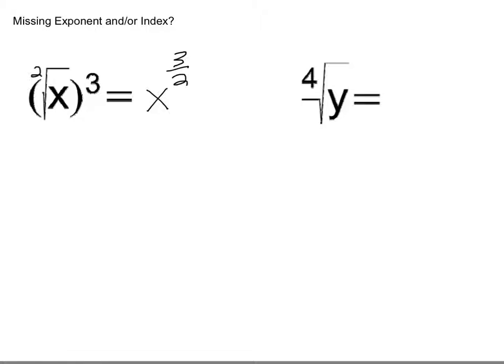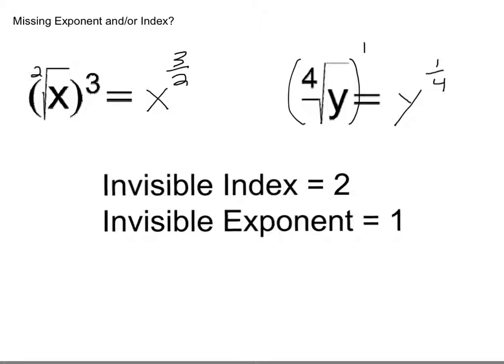Similarly, for the fourth root of y, without an exponent visible, I actually could say that my invisible exponent is 1, so that it's possible to rewrite the fourth root of y as y to the 1 over 4. This happens a lot. Anytime you don't see the exponent, your numerator will become 1 because an invisible exponent is 1. The 4 was my index, it becomes my denominator. The thing to remember here is that an invisible index equals 2, whereas an invisible exponent equals 1.